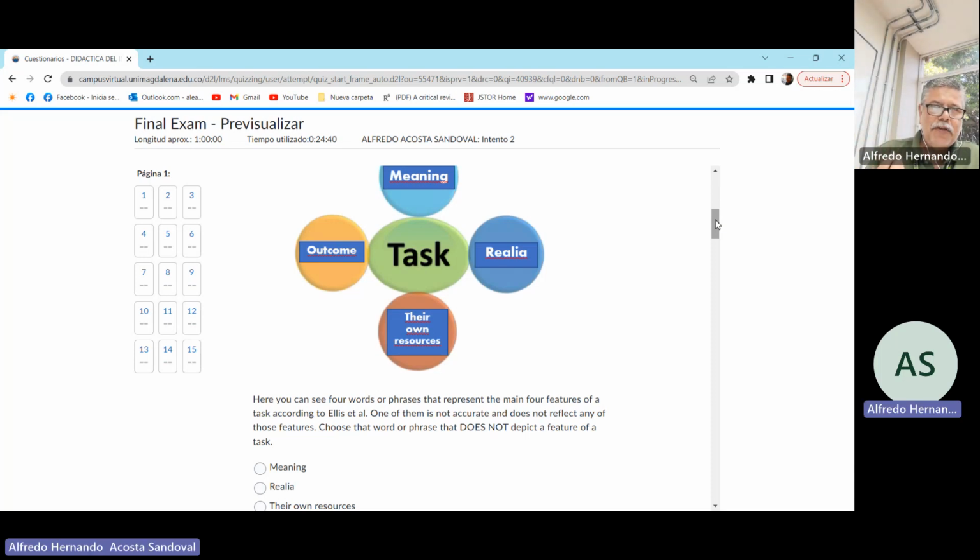And there must be some negotiation of meaning. Outcome means that there must be an outcome, there must be a result of that, a result that usually resembles real life. For example, if the result is a list of verbs, then that wouldn't be an outcome. In this case, it wouldn't be an appropriate outcome. And of course, their own resources, and we already spoke about that. And then again, realia is not one of the main characteristics of a task.